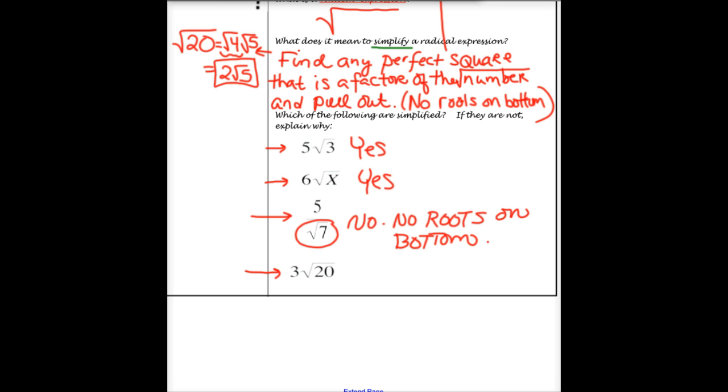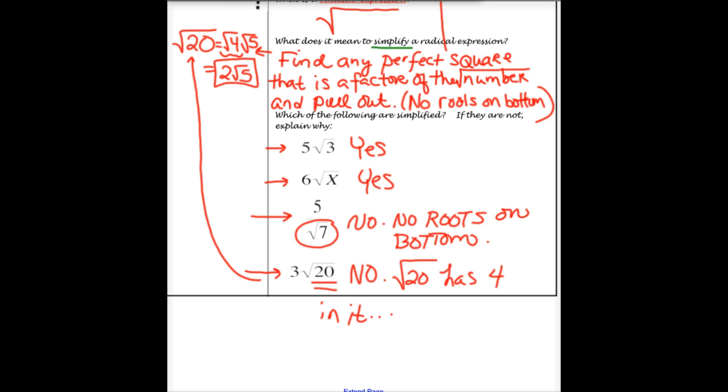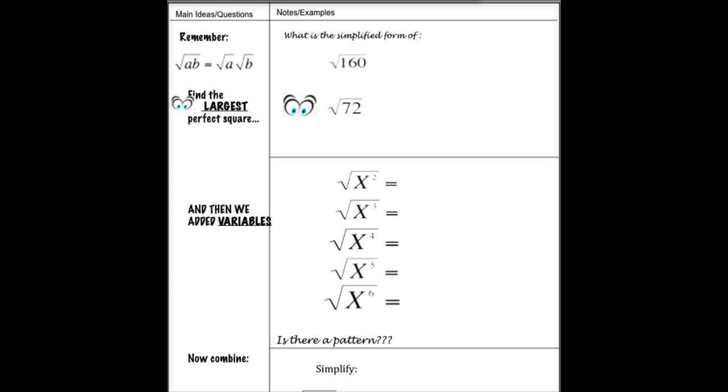And this one, you might say, yep, that's done. It's not, because remember what I said up here, root 20 has a perfect square in it. So this one is not simplified because root 20 has a 4 hiding out in it. And anything that has one of those, you got to kind of search and rescue, find it, and break it down. So let's go review a little bit of simplifying.